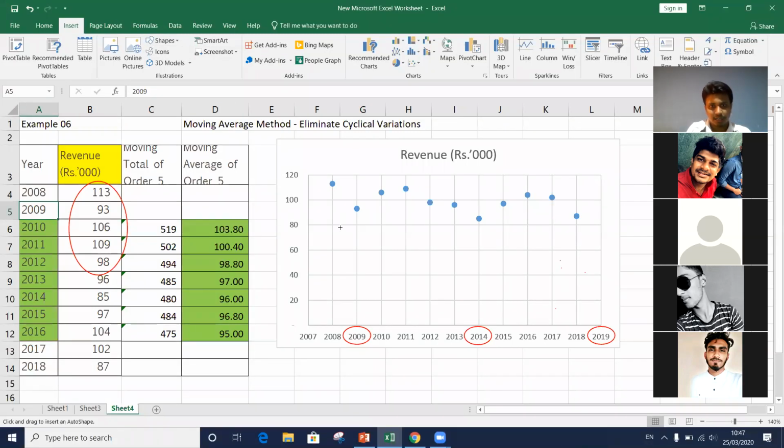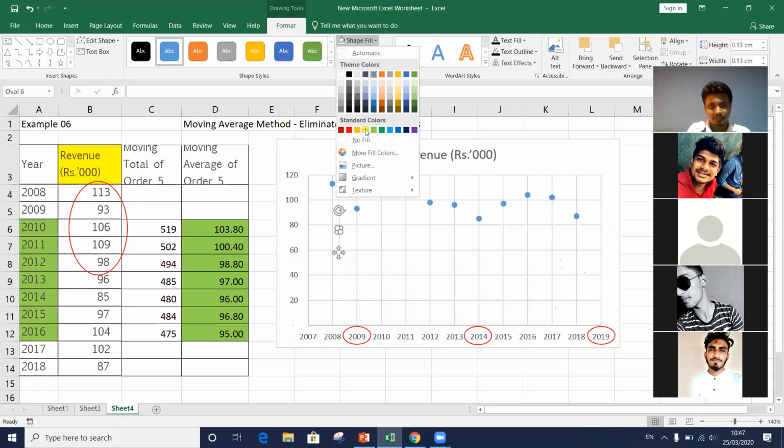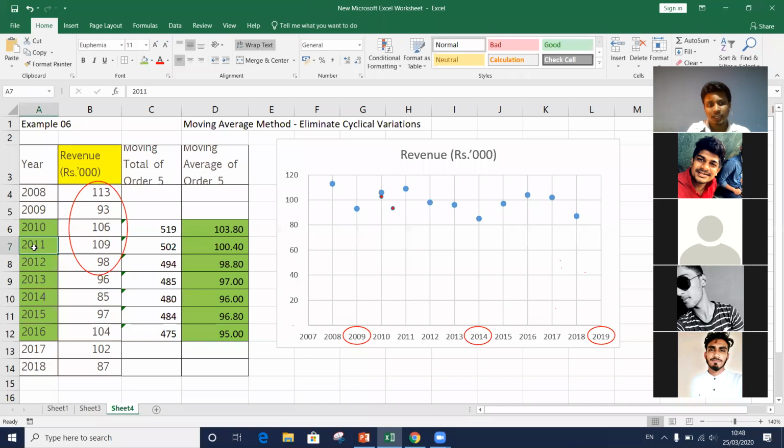So we need to plot these values on our graph. In 2010, 103.8. In 2010, we need to plot 103.8. Means somewhere here. Can you see the red point on our graph? In 2010 we plotted 103.8. Right. In 2011, we need to plot the value of 100.4.